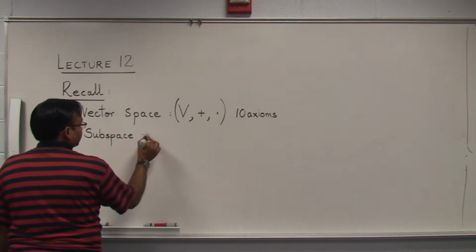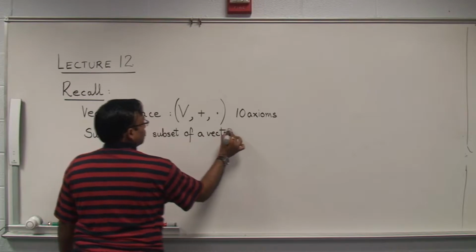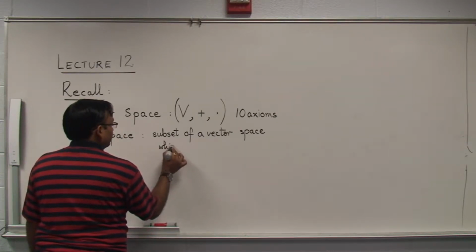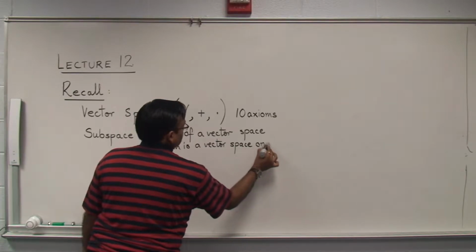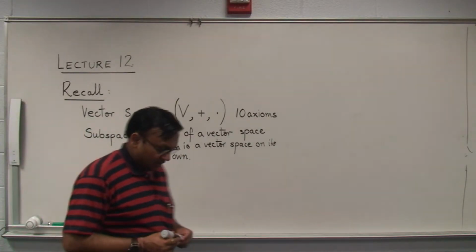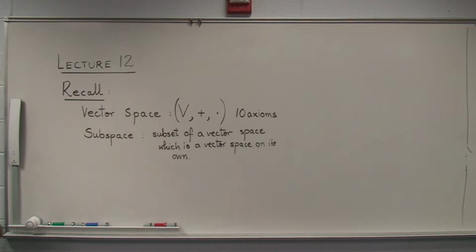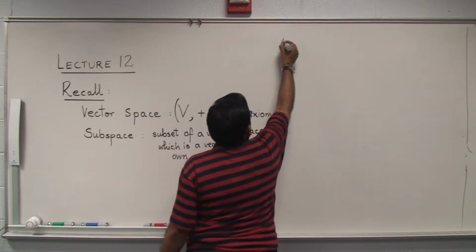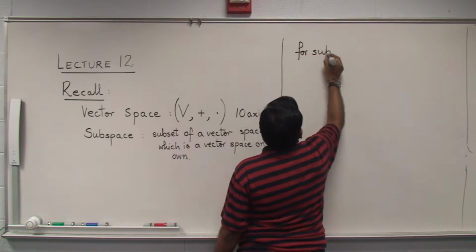And a subspace was basically a subset of a vector space which is a vector space in its own right. This is a crude way of putting things, but since it's a reminder, I'm just giving the essence of it. So a subspace of a vector space is a non-empty subset of a vector space, which is a vector space in its own right. And we had seen how to check something is a vector space, how to check something is a subspace.